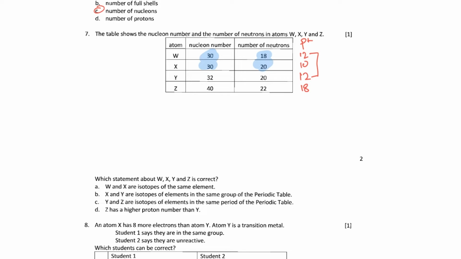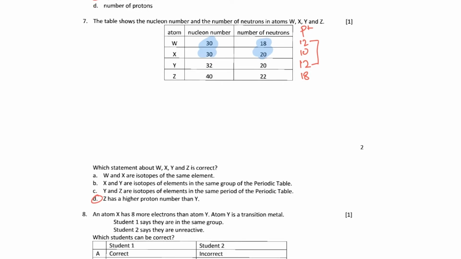And let's see if some option gives us that. W and X are isotopes of the same element. That is wrong because the number of neutrons is different, but the number of protons is also different, so they're not the same element. X and Y are isotopes of the elements in the same group. Again, the elements here are number 10 and number 12. Number 10 is neon and number 12 is magnesium, so they are not in the same group. Y and Z are isotopes of the element in the same period. Y over here is magnesium and Z is argon. And the last option is Z has a higher proton number than Y. So let's see, Z has 18 and Y has 12. So naturally, this one is correct.